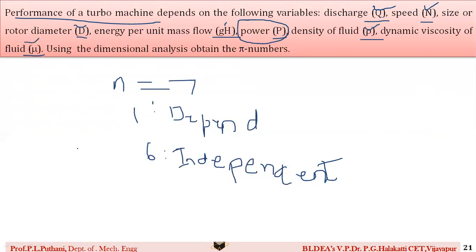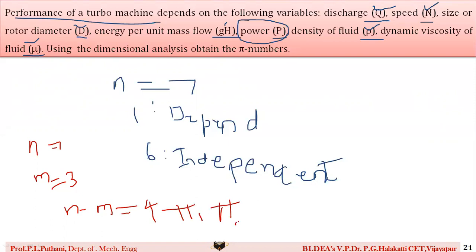You have written that the total number of variables, including the dependent and independent together, is 7. So n is 7. The number of fundamental dimensions, m, is equal to 3. So n minus m is 7 minus 3, which is equal to 4. So the number of pi terms is pi 1, pi 2, pi 3, pi 4. These many pi terms you need to find out.